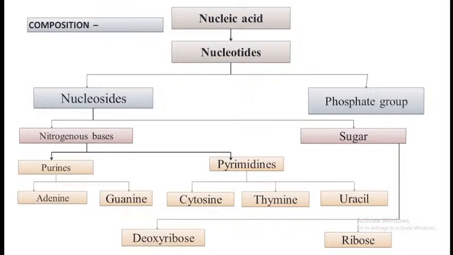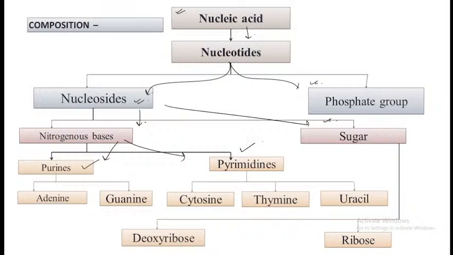right? So you have the nucleic acid. This is made up of a number of nucleotides. So polynucleotides. In the nucleotides, you have nucleosides and the phosphate group being there, right? In the nucleosides, we have nitrogenous bases and the sugars. Nitrogenous bases are of two types: purines and pyrimidines. Purines, adenine and guanine. Pyrimidines, cytosine, uracil and thymine. Then in the case of sugars, you have deoxyribose and ribose, right?